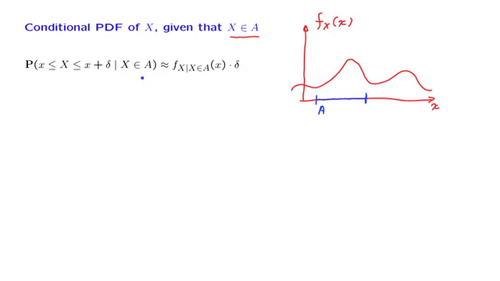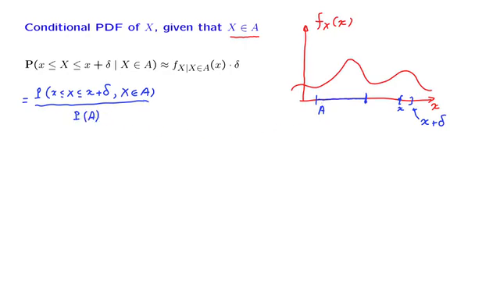Let us distinguish two cases. Suppose that x, little x, lies somewhere out here, and we want to evaluate the conditional PDF at that point. So, trying to evaluate this expression, we consider a small interval from little x to little x plus delta. And now let us write the definition of a conditional probability. A conditional probability, by definition, is equal to the probability that both events occur divided by the probability of the conditioning event.